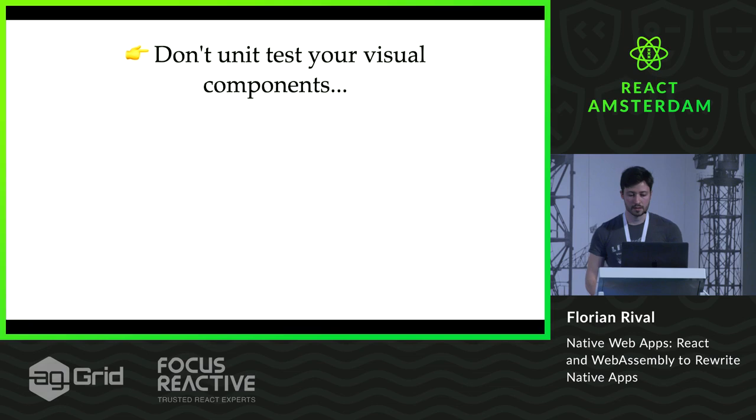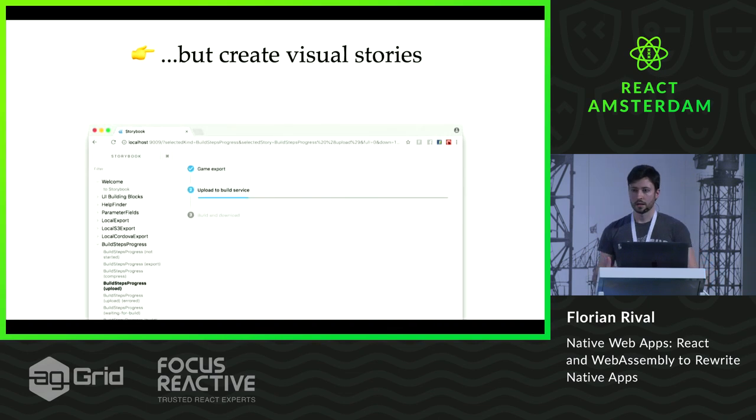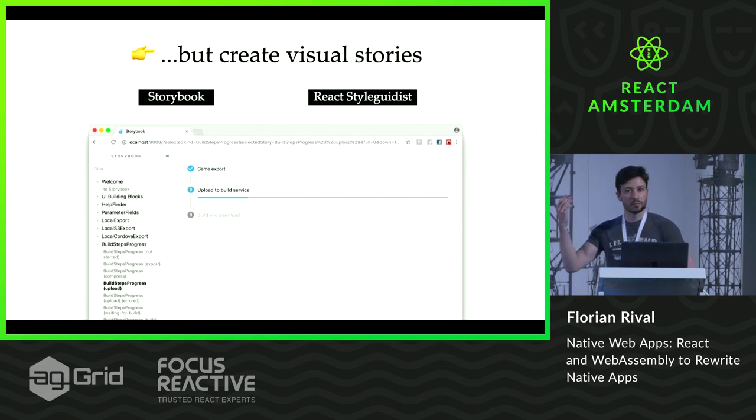I would say not to unit test your visual components. Well, actually do, but only if there is logic that you really want to test in it. And even if that's the case, maybe you should move it to a hook that you can test. I don't have a lot of unit tests for the interface, but I have something else: a lot of visual stories, for example using Storybook or React Styleguidist. For almost every component that I'm doing, I'm creating a story, meaning that I'm able to test and develop this component in isolation from the rest of the app.